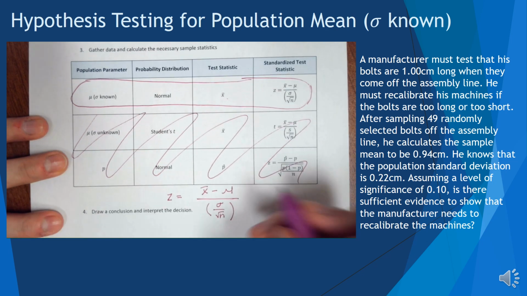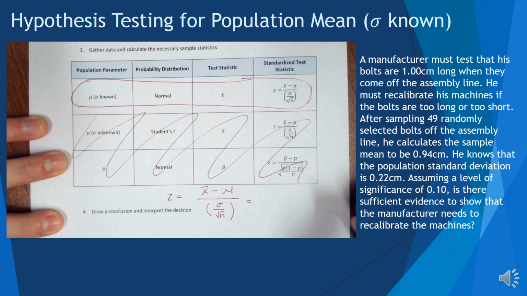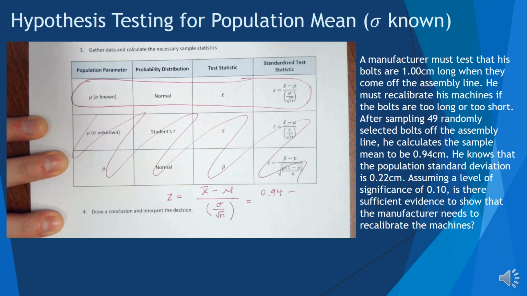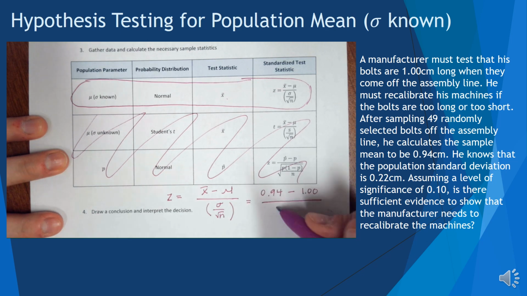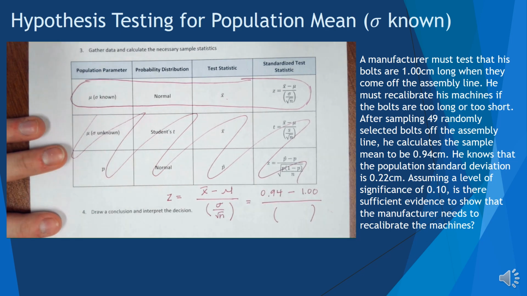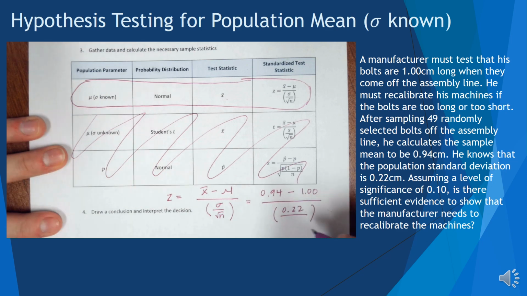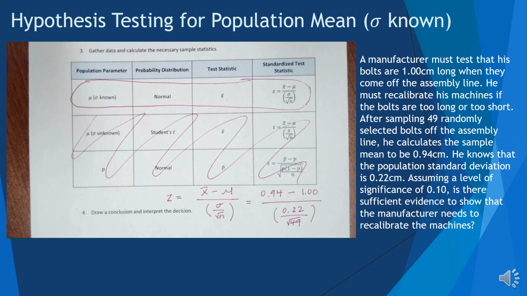Okay, so X bar, that's our sample mean. The sample mean was 0.94, minus the population mean, which was 1.00, divided by, and then in parentheses down here we have our population standard deviation, 0.22, divided by the square root of the sample size. Let's see, the sample size was 49. Now I'm going to put this all in my calculator at one time.